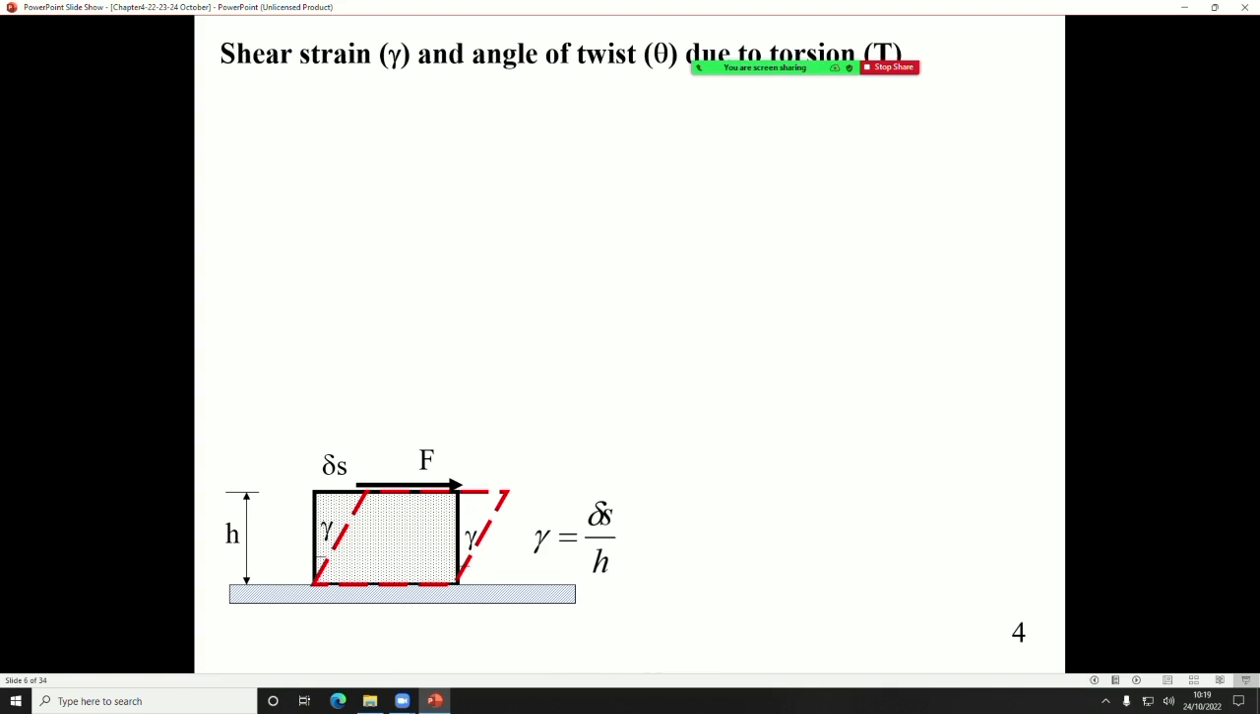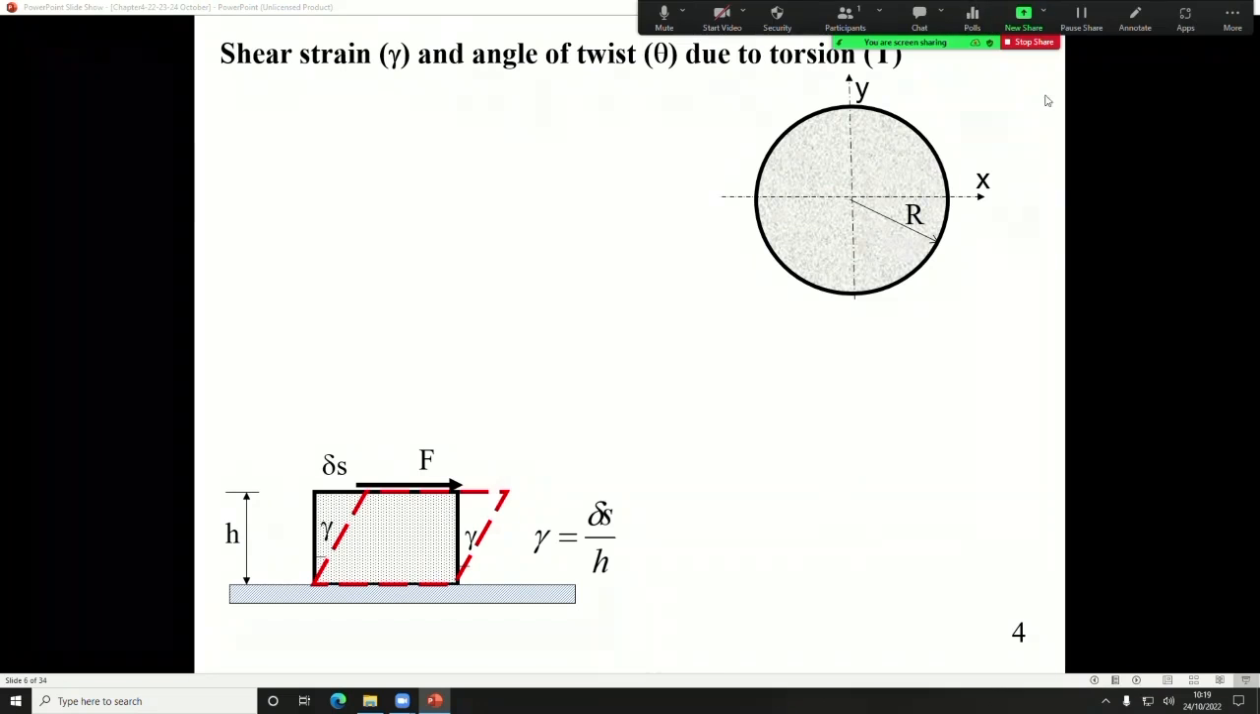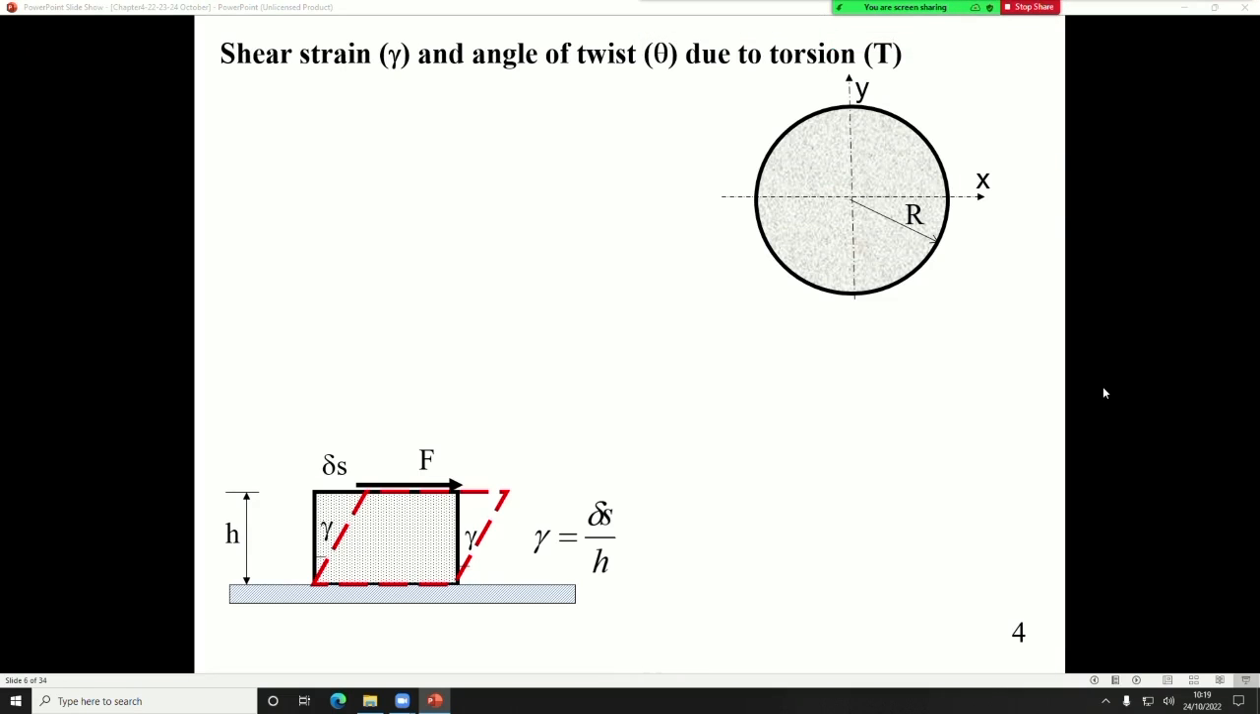Now, how do we define shear strain for a circular cylinder which is subject to a torque? We found out that when it's subject to a torque, in terms of stress, it's subject to shear stress. In terms of deformation, it has angular deformation, angular twist. And how are we going to define a shear strain in this structure which is subject to a torque?